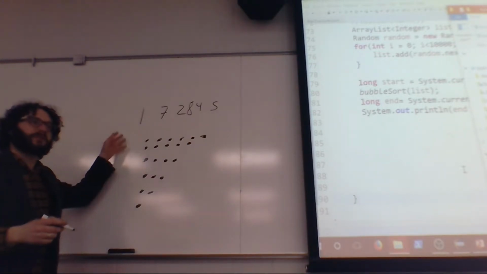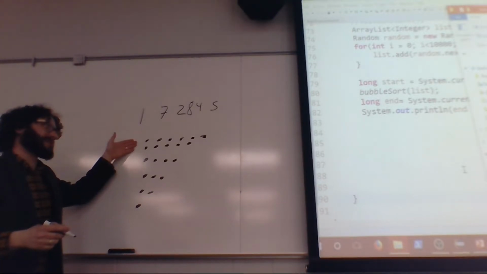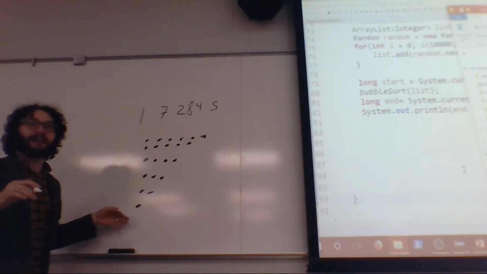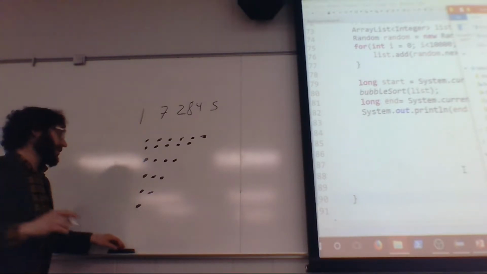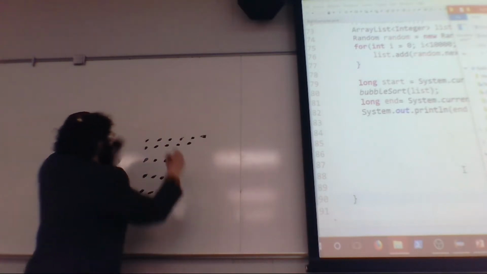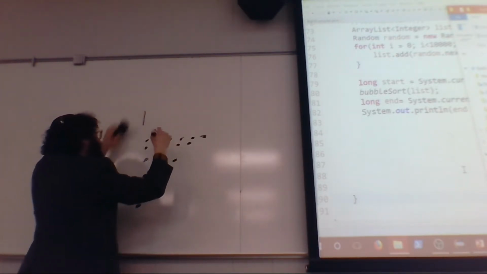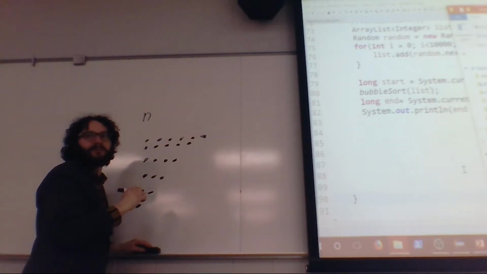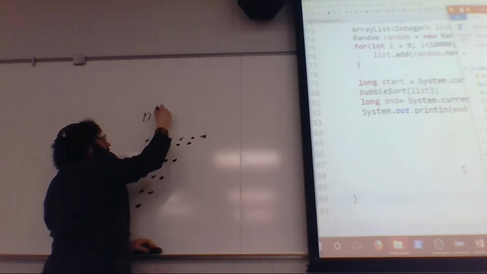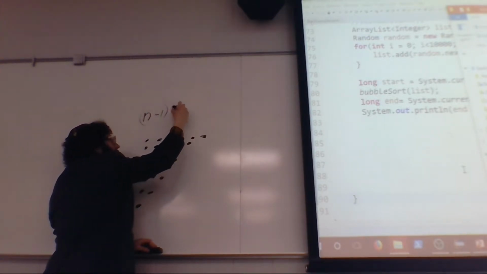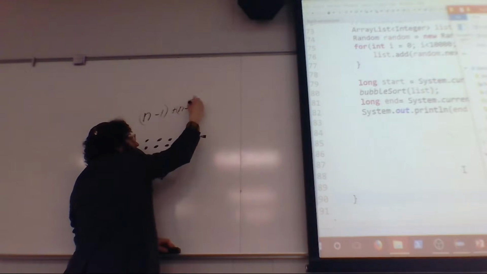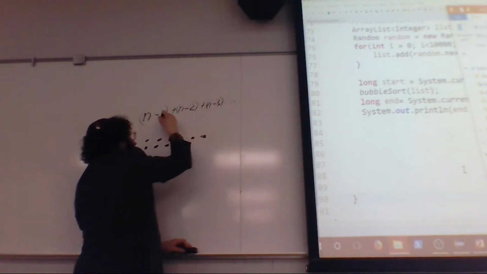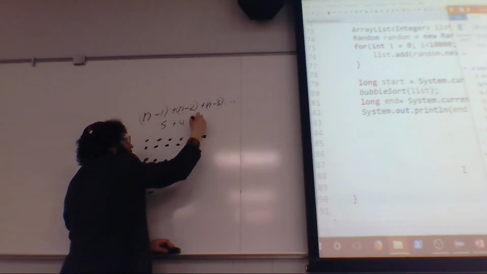Okay, so we had 6 items. First iteration took 6. We're just pretending it took 6, then 5, then 4, then 3, then 2, then 1. Now let's extend this to n items, right? The first iteration will take n steps. We're going to compare n minus 1 items to each other. Then the second step will be n minus 2 pairs. Third step will be n minus 3, right, and so on and so forth until we get 5 plus 4 plus 3 plus 2 plus 1.